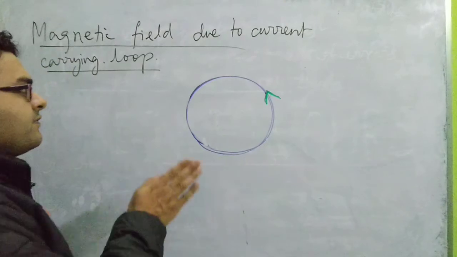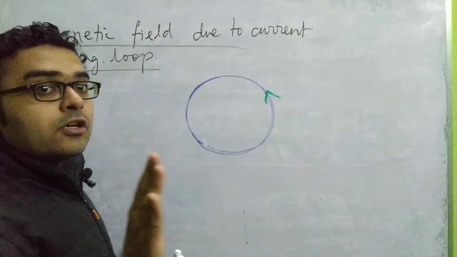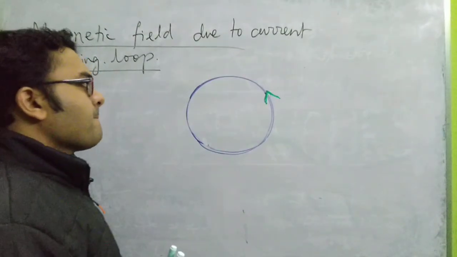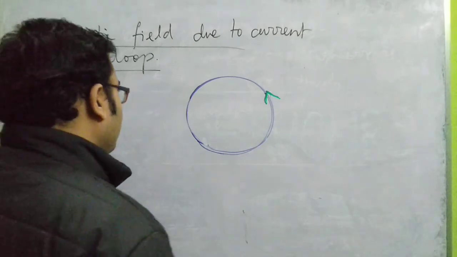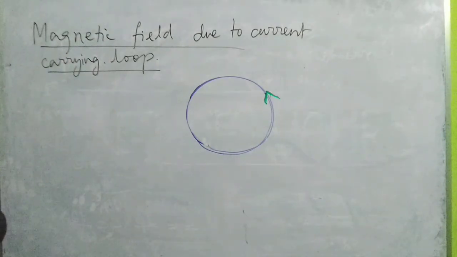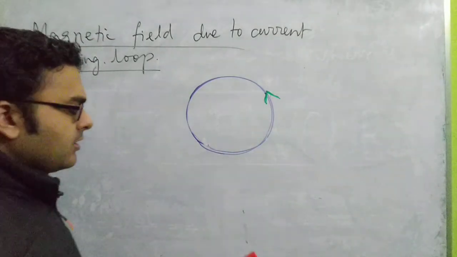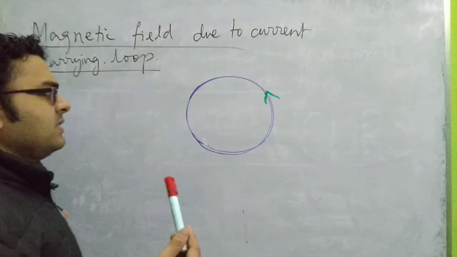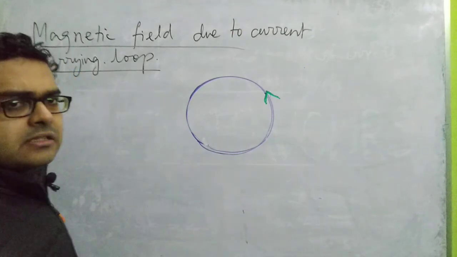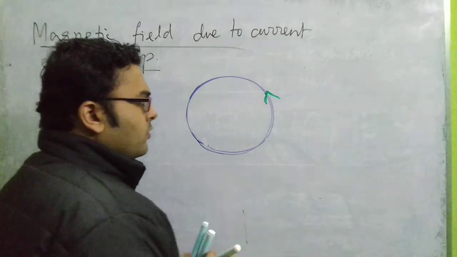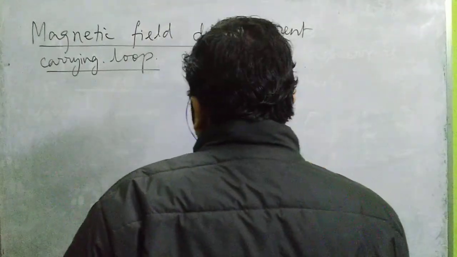So definitely this face of the loop acts as the north pole. Okay? So this face acts as the north pole. Whenever you see that the face of the loop in which the current you are seeing is flowing in the anti-clockwise direction, that face behaves as the north pole. So I can symbolically represent it like this.